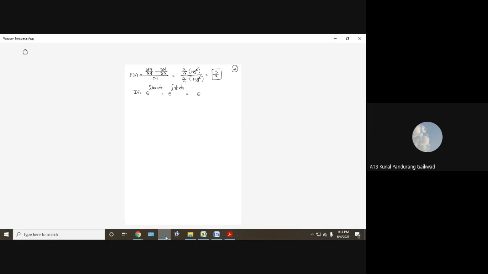X cube. Absolutely. X cube is the integrating factor. Next.